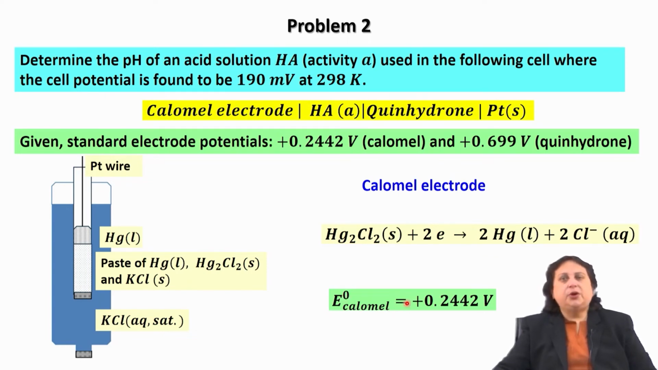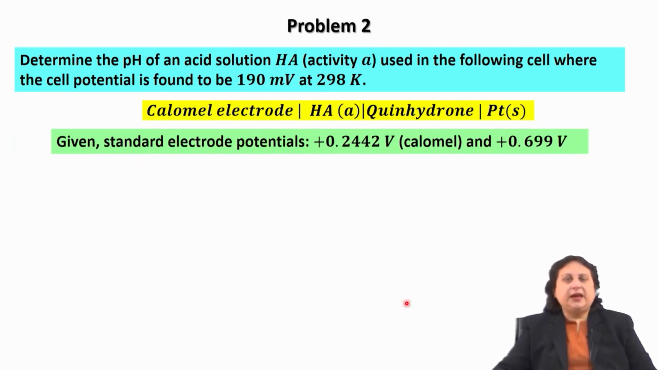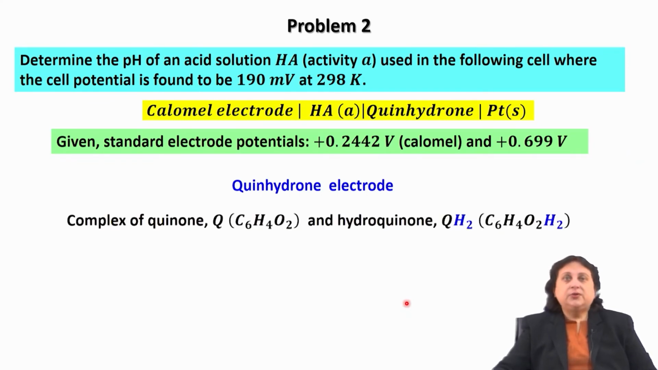plus 0.2442 volt. Now, moving ahead, if I look at the quinhydrone electrode, the quinhydrone electrode is a complex of Q and hydroquinone, that is quinone Q and hydroquinone, which is given this notation QH2. Okay? And these are having well defined chemical formula which you can look up.